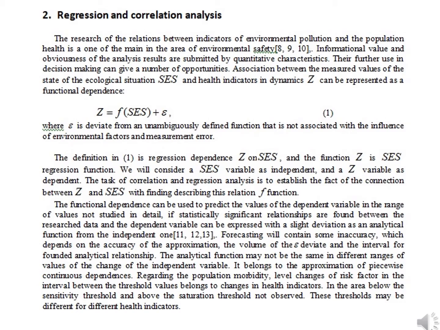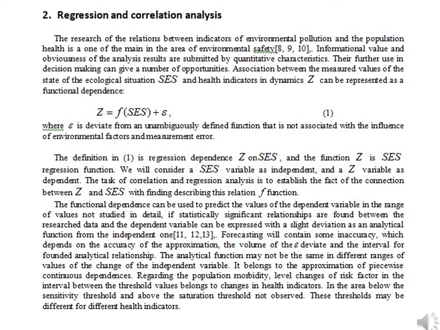The association between the measured values of the state of the ecological situation and health indicators in dynamics can be represented as a functional dependence. Number one, you can see it on the screen, where E is the deviation from the ambiguously defined function that is not associated with the influence of environmental factors, and measurement error. The definition in one is regression dependence, and the function z is a regression function from SAS.